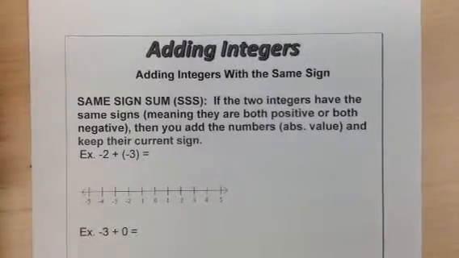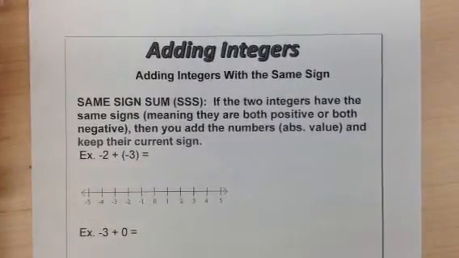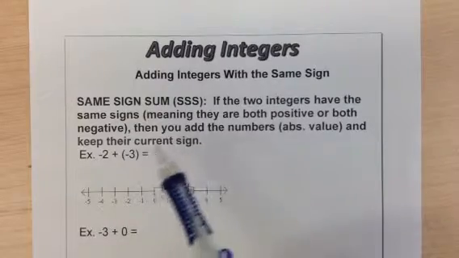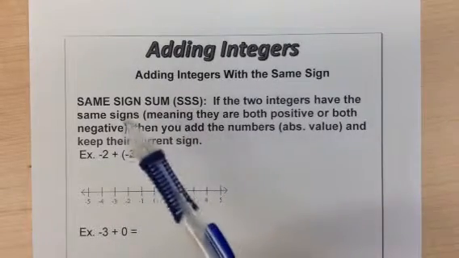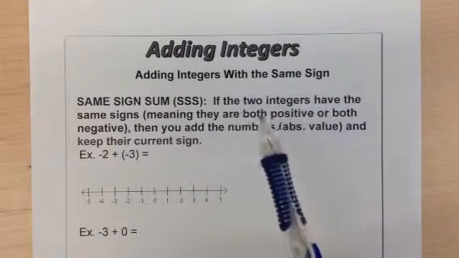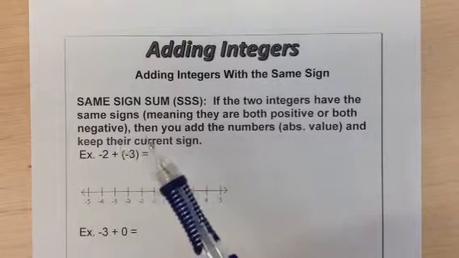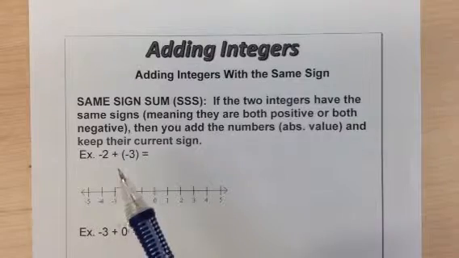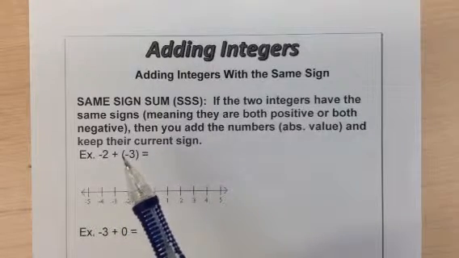Okay, this is the video for adding integers, and there's two different ways we need to look at adding integers. We need to begin by looking at the sign of the numbers that we're adding and decide if the signs are the same or if the signs are different. So as you can read here, SSS stands for same sign sum. That means if the two integers have the same sign, then you need to take the sum, which means you need to add them. For example, -2 plus a -3.